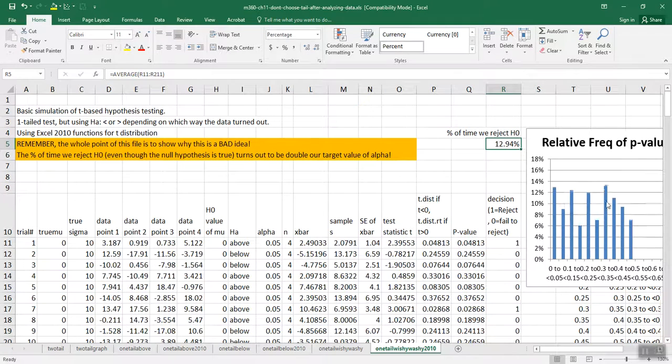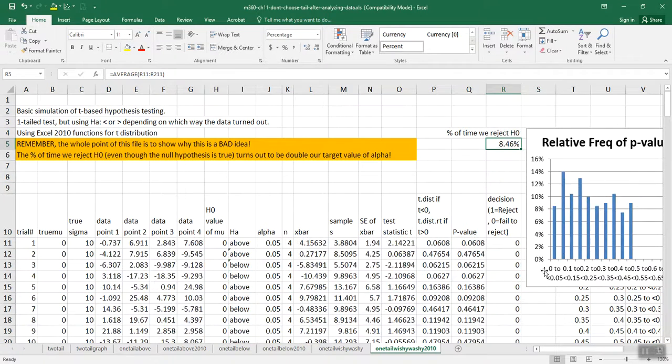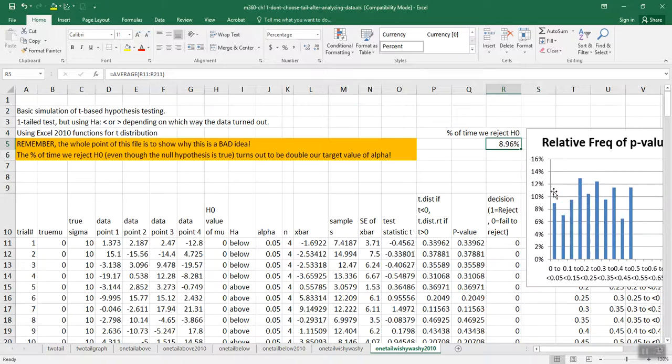And if we look at the histogram of p-values, we can see it's fairly uniform, but it's only uniform between 0 and 0.5 instead of 0 all the way to 1. And so this is going to be hovering around 10%.